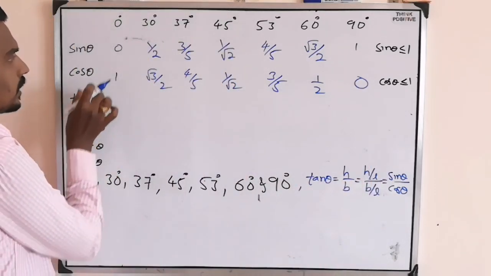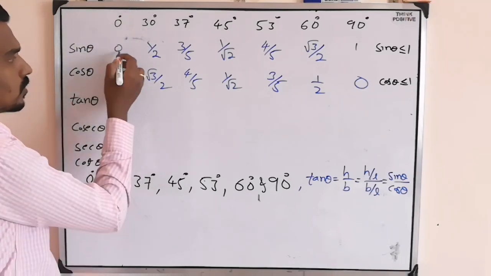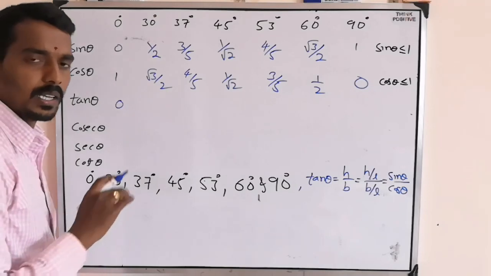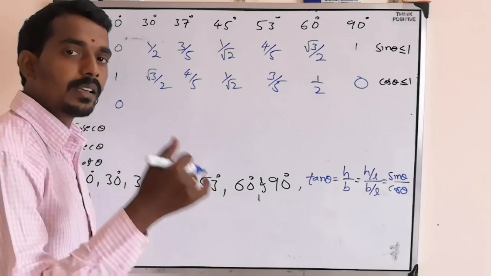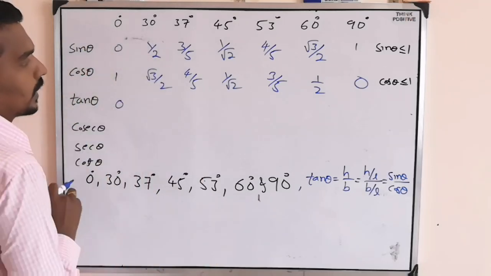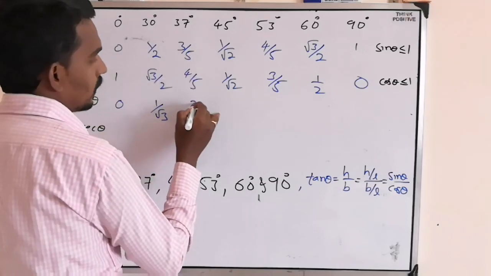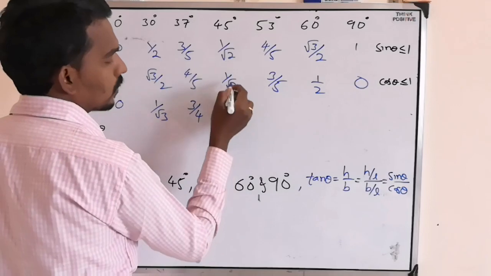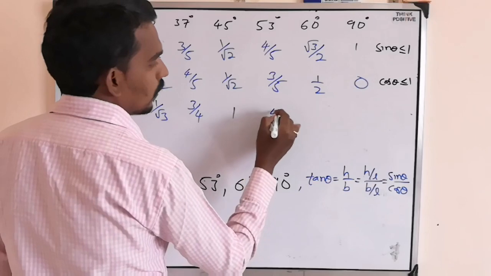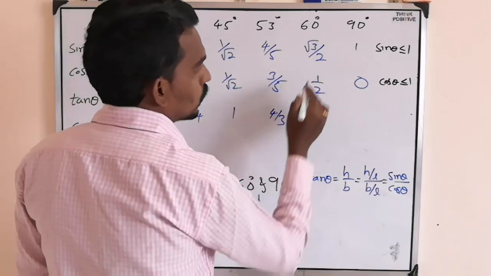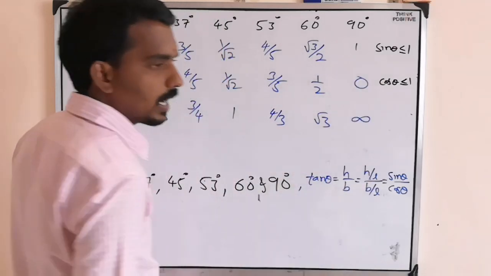So tan theta means sin theta by cos theta. Tan 0 means sin 0 by cos 0, that is 0 by 1. 0 by something is always 0. Something by 0 is always infinity, undefined. Now 1 by 2 by root 3 by 2 gives 1 by root 3. 3 by 5 by 4 by 5 gives 3 by 4. And here 1 by root 2 by 1 by root 2 gives 1. Here 4 by 5 by 3 by 5 gives 4 by 3. Here root 3 by 2 by 1 by 2 gives root 3. Here 1 by 0 is infinity, undefined.